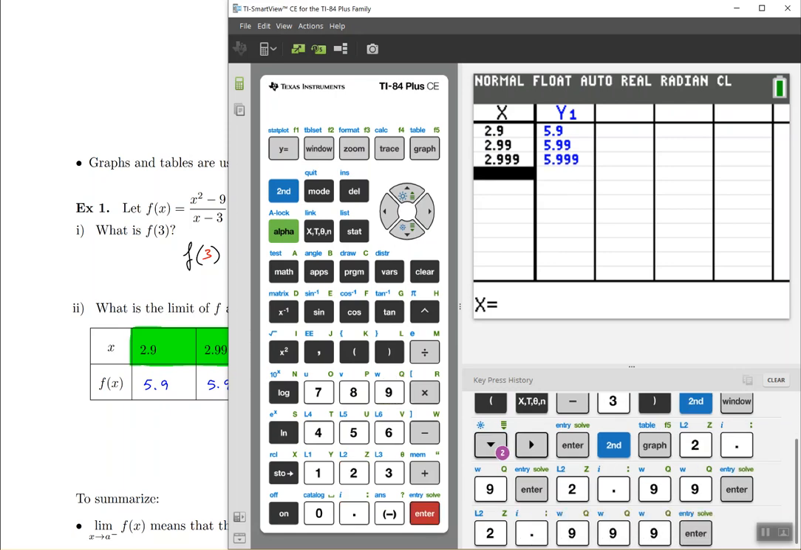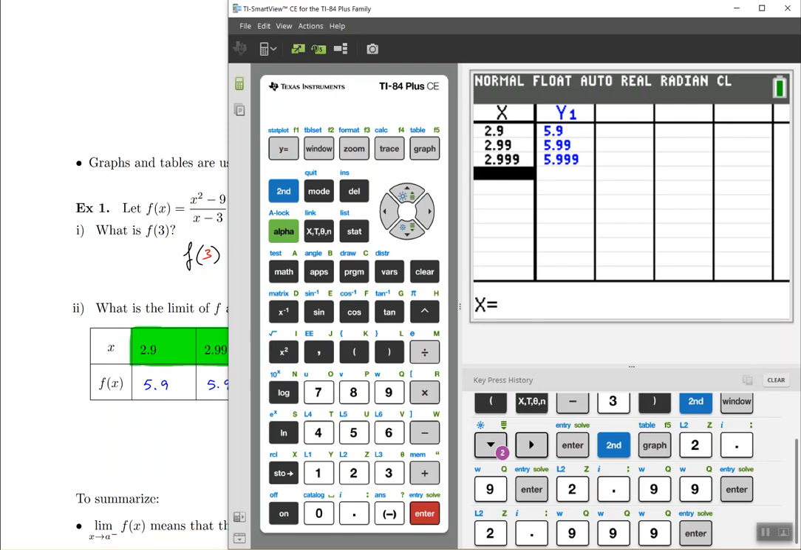So as you can see, the numbers in blue are 5.9, 5.99, 5.999. If you were to guess a number that they are close to, what would you guess? Hopefully you said 6, because they all pretty much look like a 6. For all intents and purposes, all these numbers look like a 6.